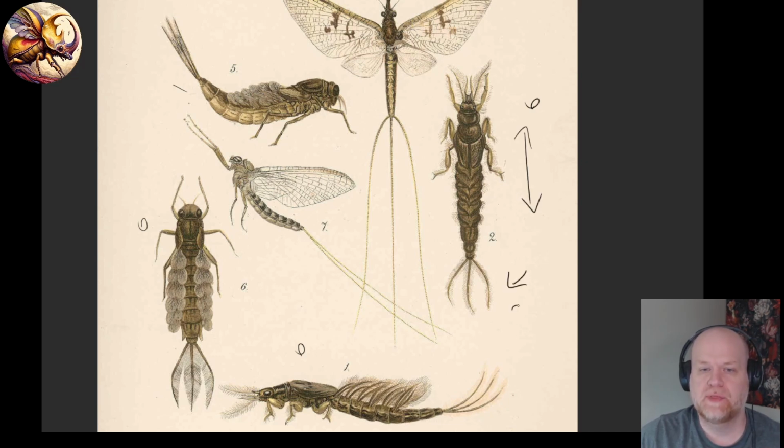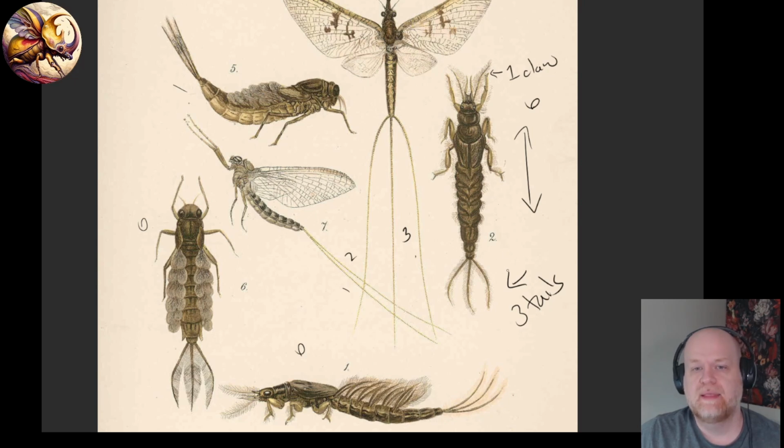They always have 3 tails. And the adults may have 2 or 3 tails. So here's 2, here's 3. But the nymphs always have 3 tails. The other defining characteristic of them is that they have 1 claw on each foot. And this helps distinguish them from the stoneflies, because stoneflies are also primarily aquatic, and they only have 2 tails and they have 2 claws. So if you're not entirely sure what you're looking at, you can count the claws and count the tails.